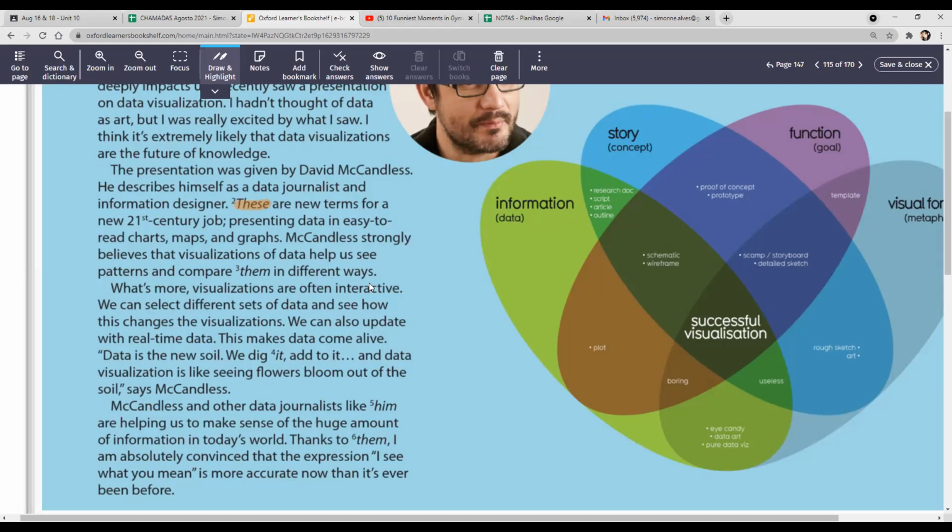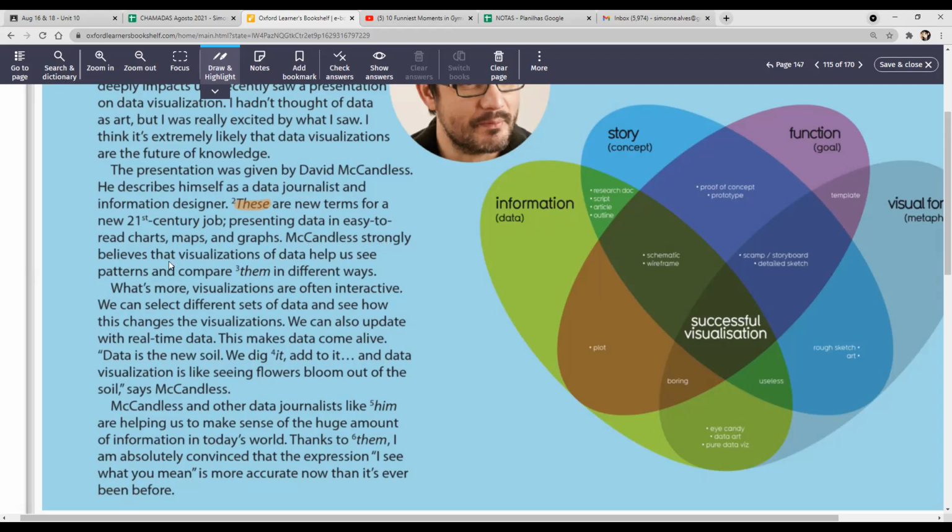Okay, guys, in a way, we can diversify. So people, here we have new terms. So these refers to data journalist and information designer. Let's see the next one. Them. So we have that. Okay.